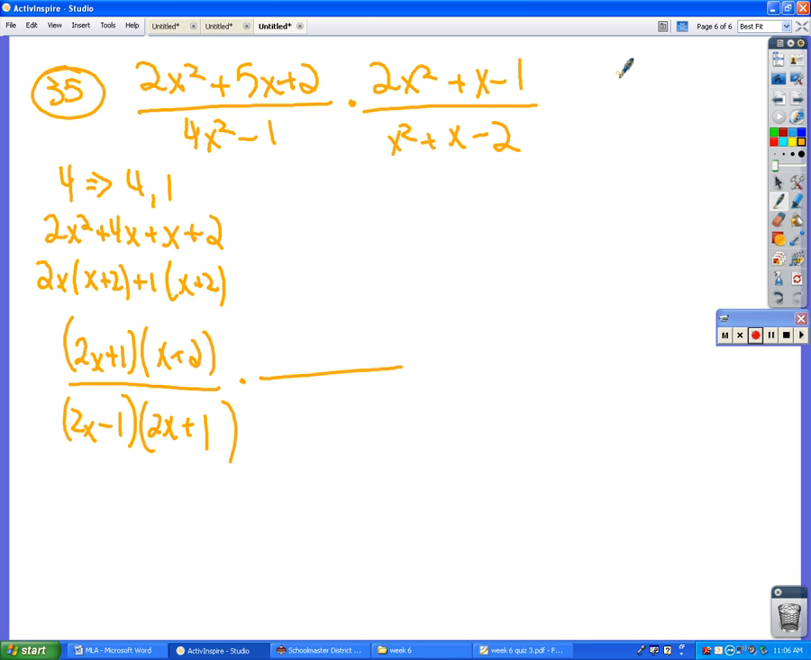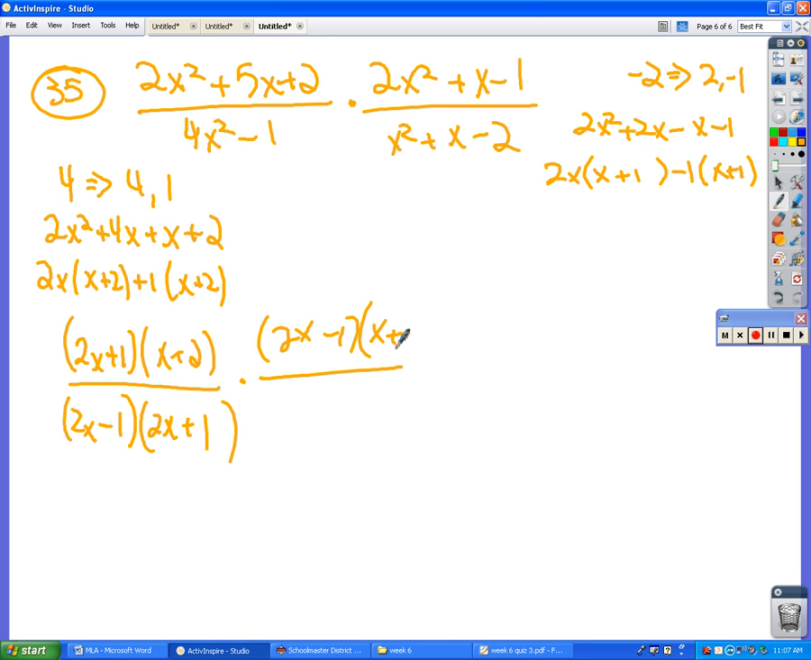So 2 times negative 1 is negative 2. So I need two numbers that multiply together to make negative 2 and add up to be positive 1. How about 2 and negative 1? So I'm going to rewrite this as 2x squared plus 2x minus x minus 1. What can I factor out of there? 2x. What does that leave me? x plus 1, good. What can I factor out of here? Negative 1, which also leaves me x plus 1. So this factors into 2x minus 1 times x plus 1.